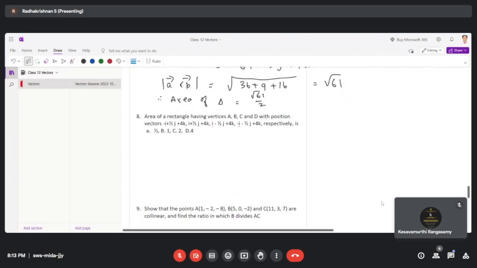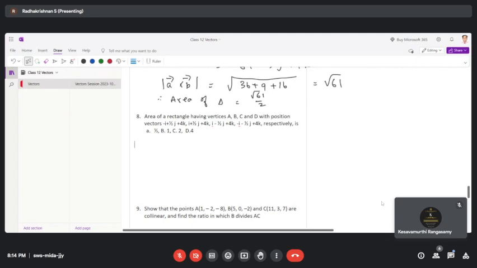So what is the area of a rectangle having vertices A, B, C and D with position vectors which are given? Minus i plus half j plus 4k, i plus half j plus 4k, i minus half j plus 4k, minus i minus half j plus 4k respectively. Okay. So find the area of this rectangle.